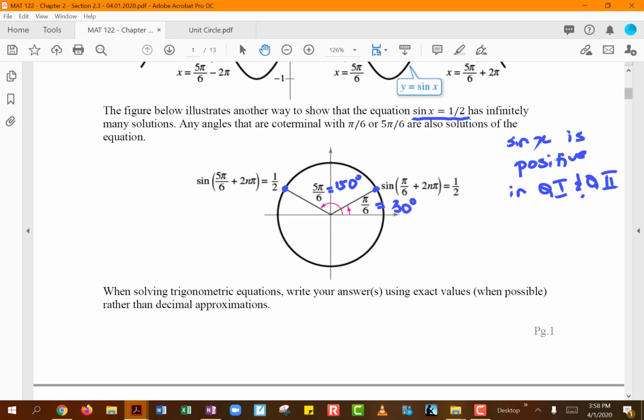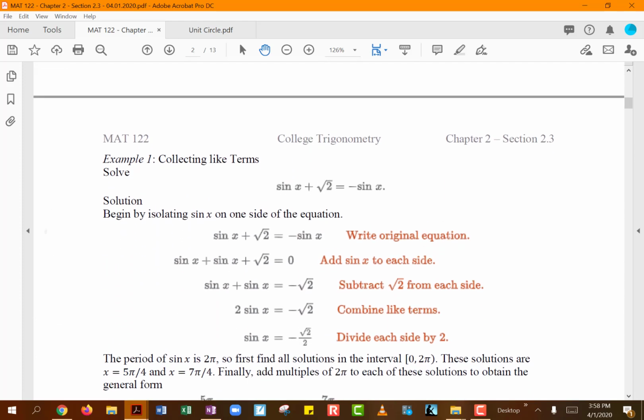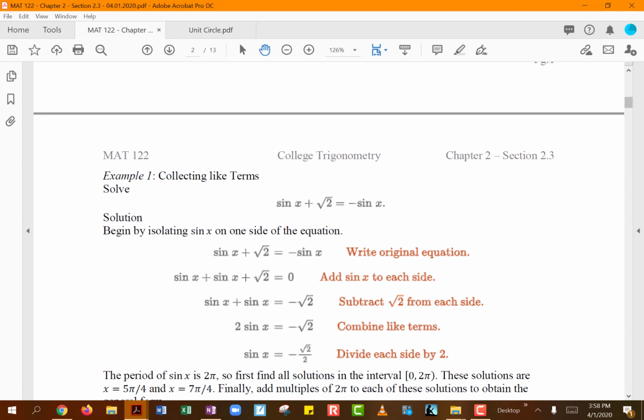So the one thing we want to be careful about when we're going through these examples, we are going to write our answers using exact values. We are not going to be using decimal approximations. For the most part, we're going to avoid doing decimal approximations, and we're going to try and do these as exact values, okay?